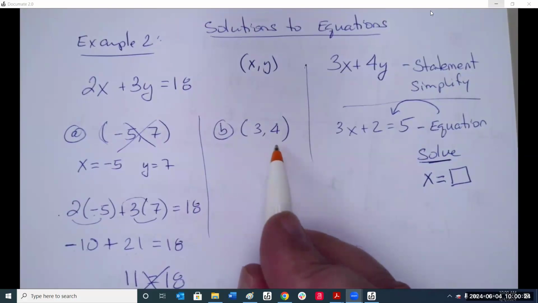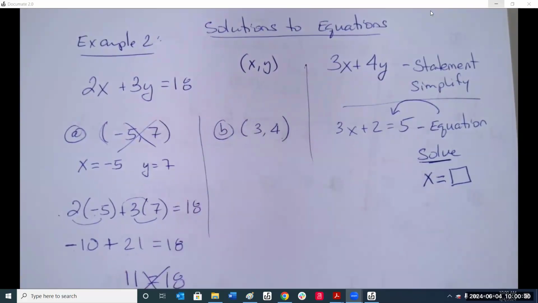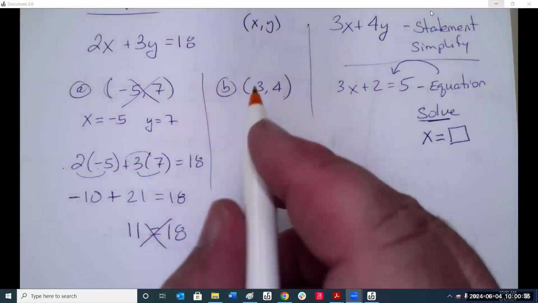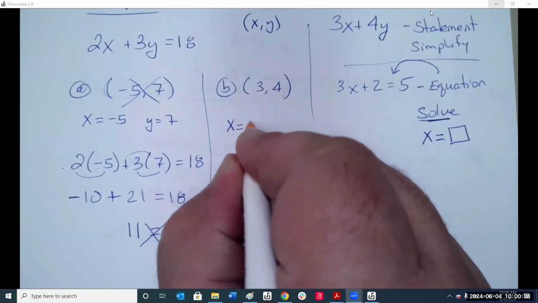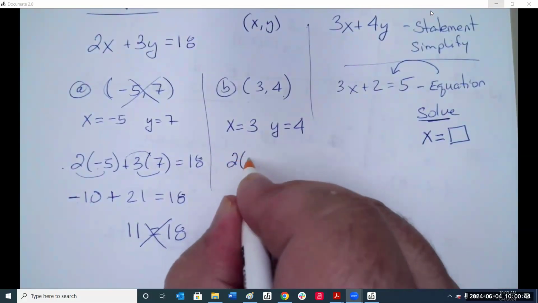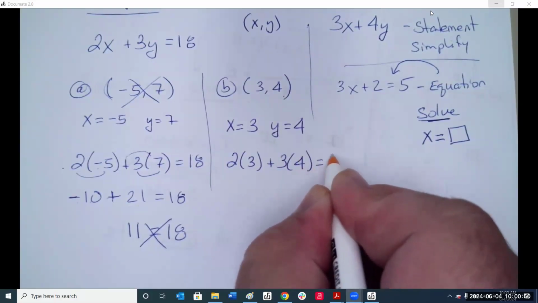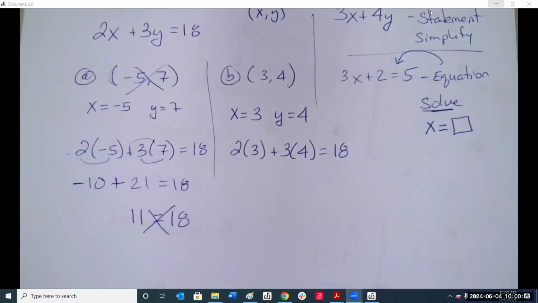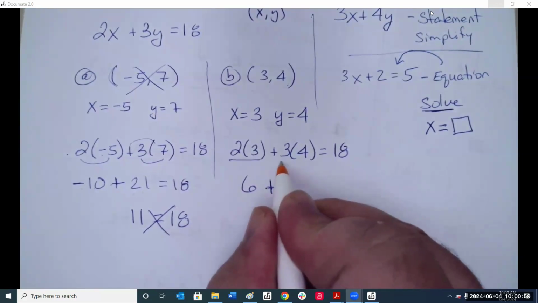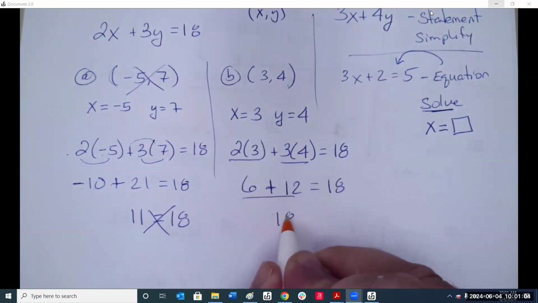How about 3, 4? Is that point on the graph? In other words, is this a solution to this equation? Well, let's work it out first. x equals 3, y equals 4. 2 times 3, 3 times 4 equals 18. 2 times 3 is 6, plus 3 times 4 is 12. 12 plus 6 is 18.